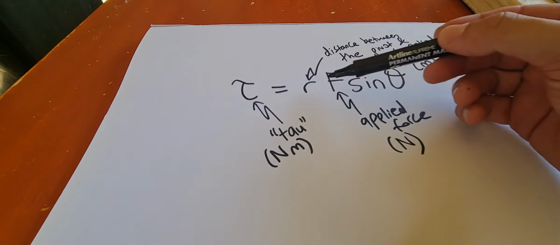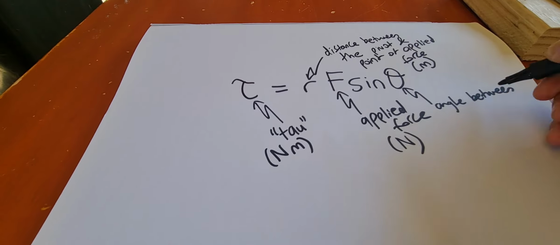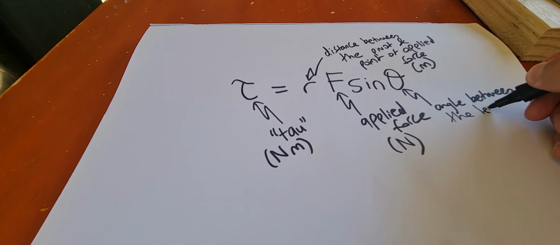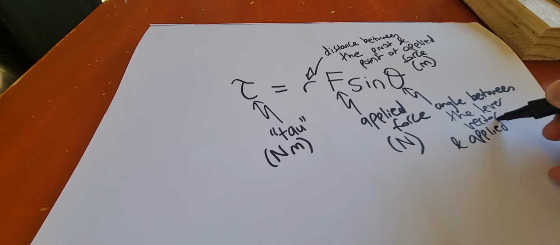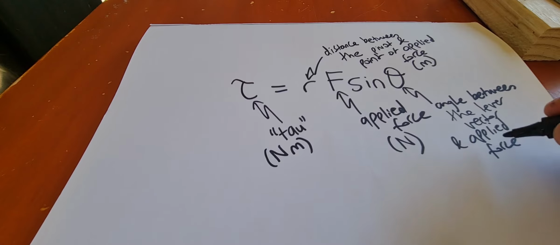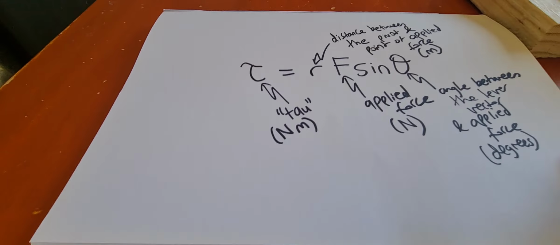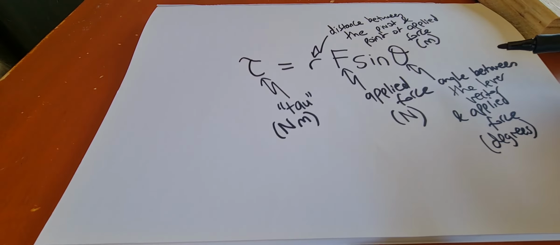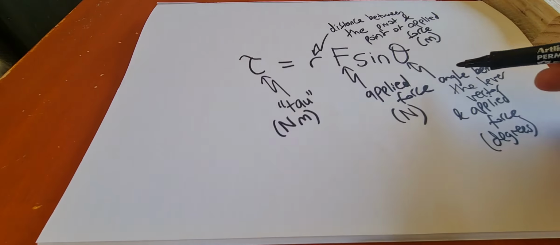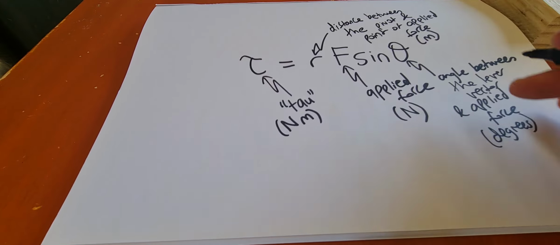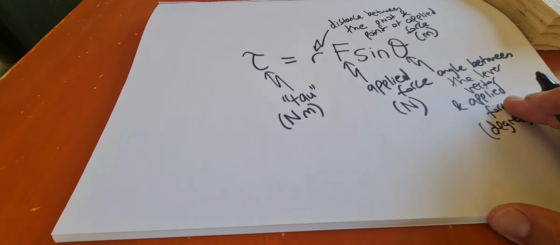You've got theta. This is the angle between the lever vector and applied force. Okay, typically measured in degrees. So here's your formula. This is presented on the HSC formula sheet. You don't need to memorize this, but you do need to understand it, as is the case with the other formulas. I'll explain how this all works visually. So mathematically, this is how torque is calculated. I'll show you how to understand this visually.